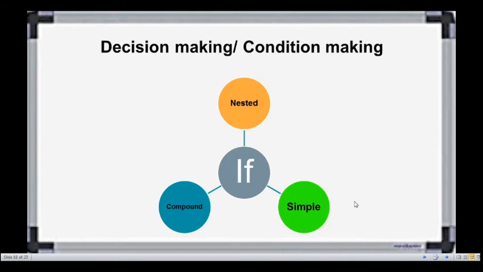Second one is decision making or condition making control. These are decision making statements and condition making statements also. First example is if. In if there are multiple types. First one is simple if: only one condition and only one output. If the condition is true, then output. Compound if: if the condition is true, then there is a result, and if the condition fails, then also there is a result, hence compound. And nested means there is a ladder of if else statements, the nested if else.